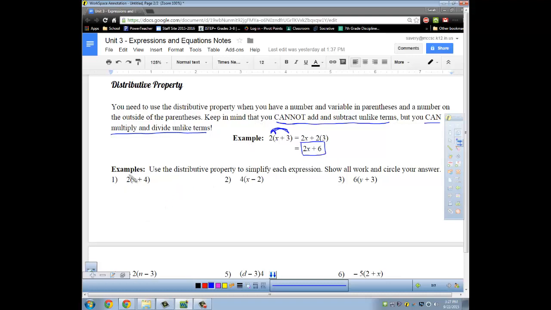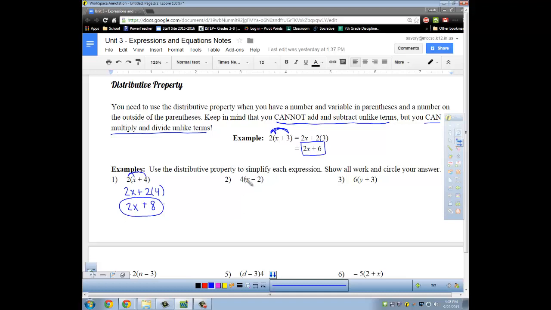Number 1, I'm going to go shoo, shoo. So again, we multiply the number on the outside by each term on the inside. So 2 times x is 2x plus 2 times 4. So I can simplify this. 2x is just 2x, plus 2 times 4 is 8. So this is going to be my answer because I cannot simplify it anymore.